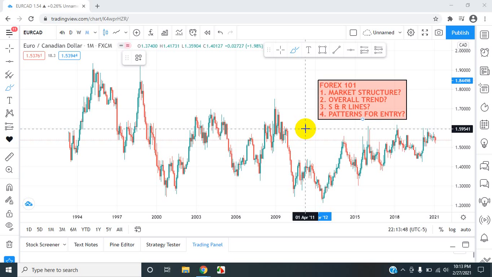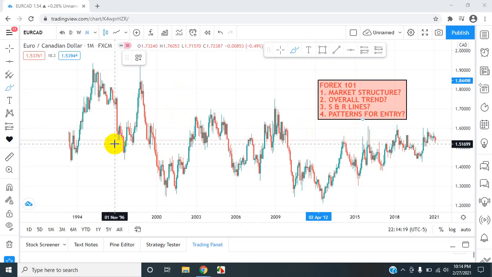Okay guys, we are looking at EUR CAD, that will be the Euro dollar versus the Canadian dollar. Forex 101. Number one, we will be identifying market structure. Number two, we'll be identifying the overall trend. Number three, we'll be identifying SR lines in the market. Number four, we'll be identifying patterns for entry in the market.